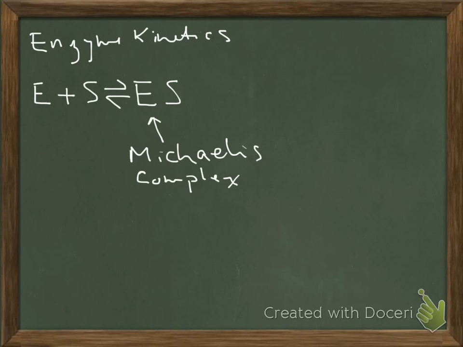And then this thing can go on. And today we're going to keep it as simple as possible, but then we'll build up on the complexity of this. So if you look at this and think it's oversimplified, you're right. Because it doesn't go from ES to E plus P. It's got to go to EP to E plus P. But we're going to ignore all that for now, like most textbooks do.